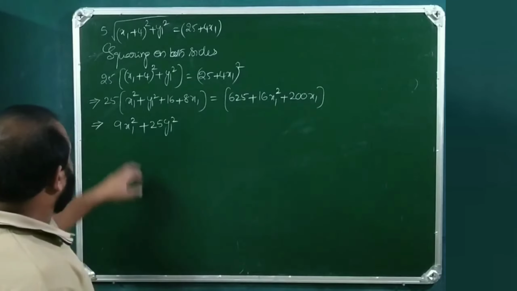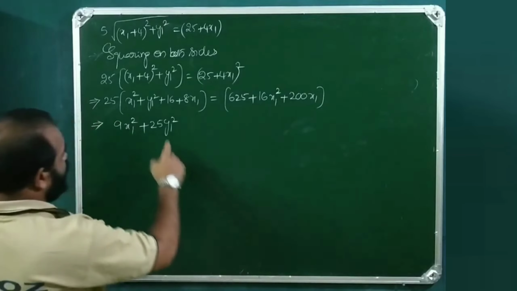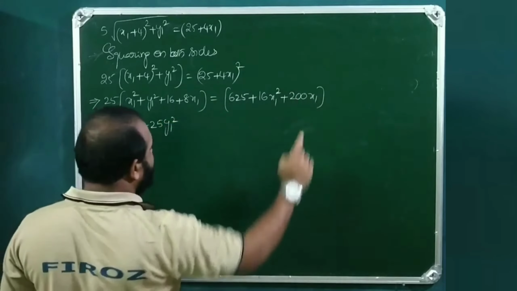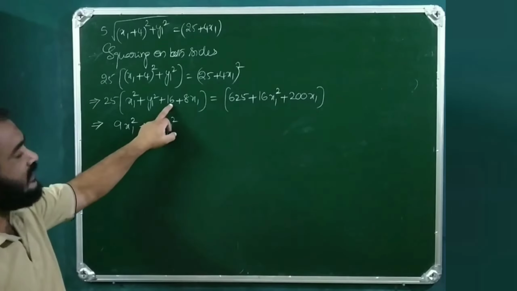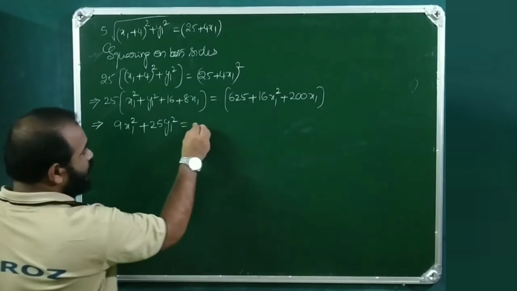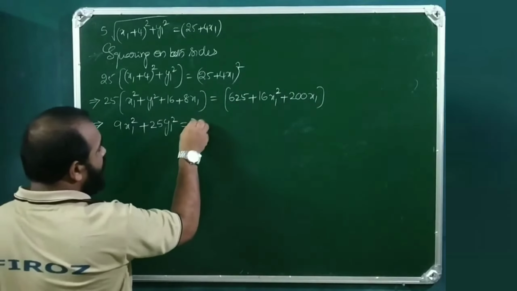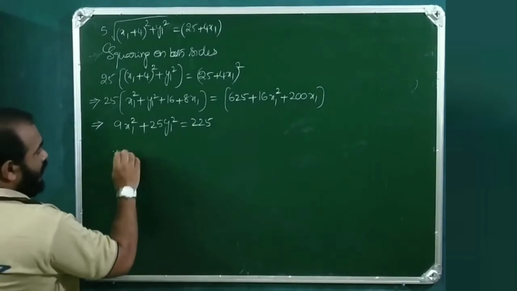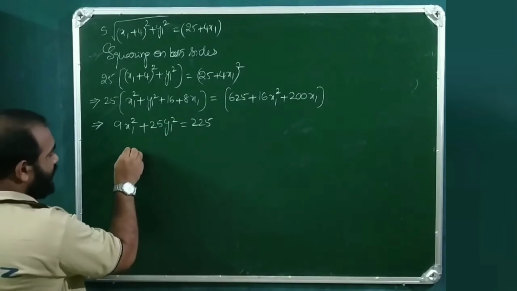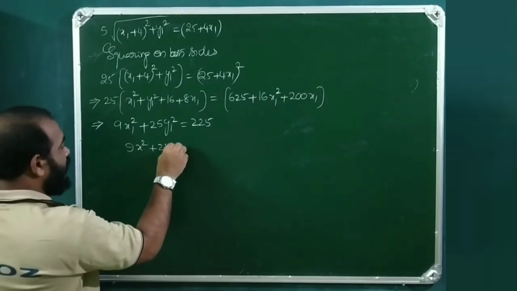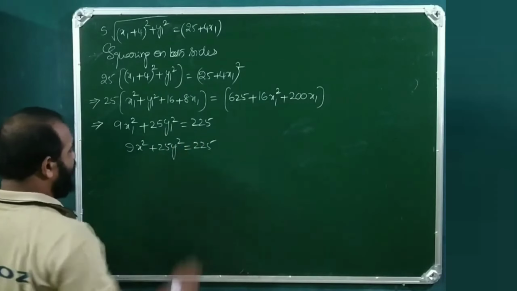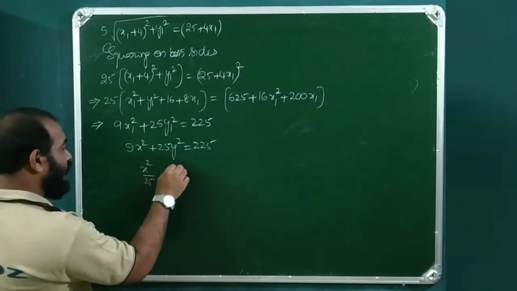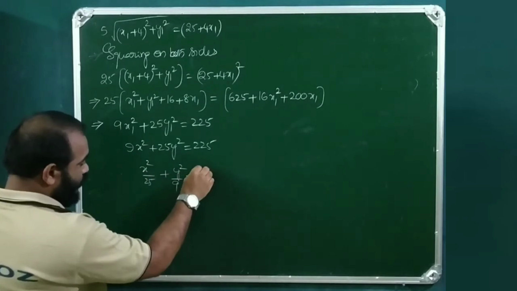Now, this is equal to 25 into 8x1, which is 200x1, and 200x1 gets cancelled. Now 25 into 16 is 400. This is equal to 625 minus 400, which is 225. Therefore, the locus of P(x1, y1) is 9x square plus 25y square equals 225. Therefore, the required ellipse is x square by 25 plus y square by 9 is equal to 1.